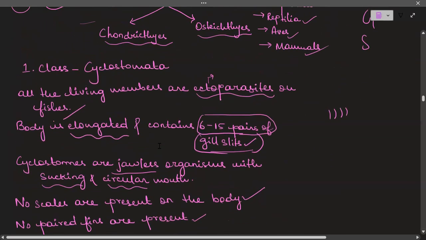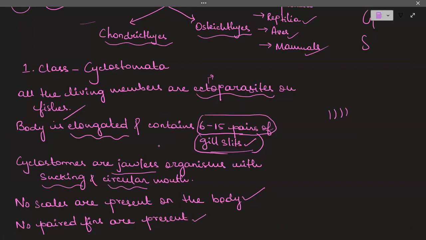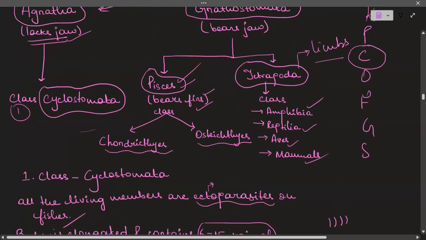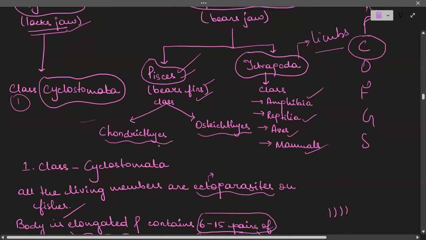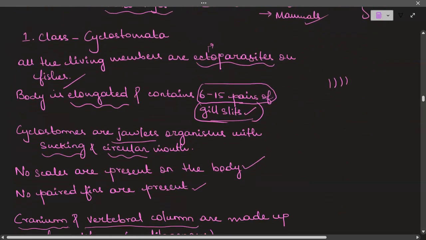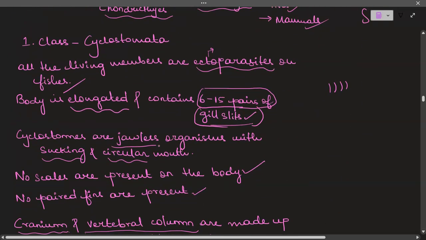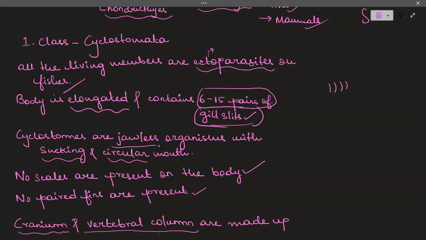Now, talking about the class Cyclostomata, it comes under what? It comes under the Agnatha division of the subphylum Vertebrata. Now, all the members of this particular class Cyclostomata are ectoparasites on fishes. Like they are present on the body of the fishes and they are parasites. The body of Cyclostomata is elongated and it contains 6 to 15 pairs of gill slits. Important. The number of pairs is important.